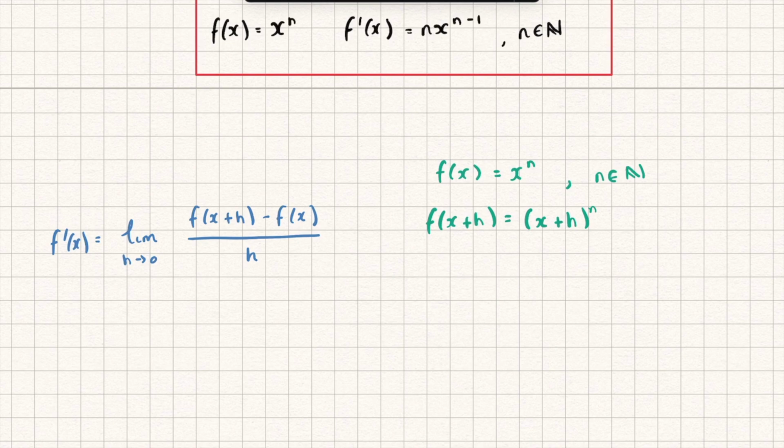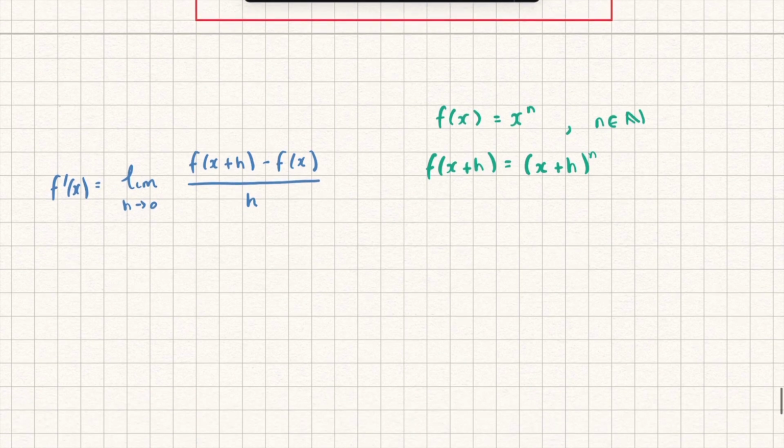So let's chuck everything into our definition of the derivative. So it's equal to the limit as h tends to 0 of (x plus h) to the power of n minus x to the n, all over h. Now at this point you might feel a bit stuck because we've got this binomial here, but it's raised to the power of n, and well, we don't know what n is, so how are we going to expand it? Well, we're going to use our binomial expansion formula, which I'll put up on the screen now.